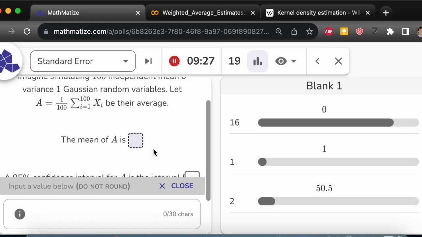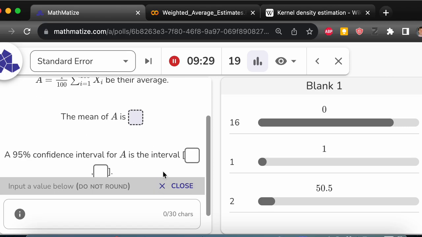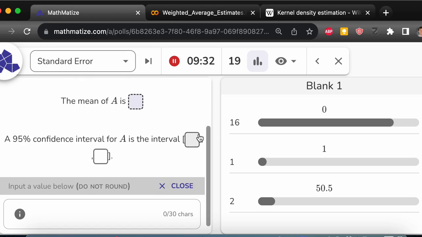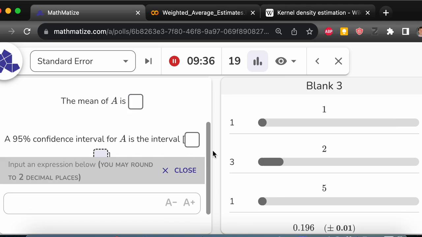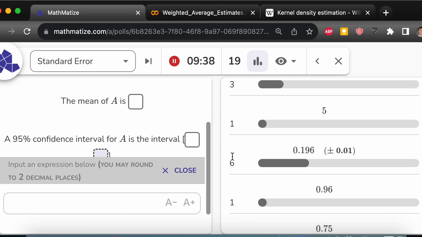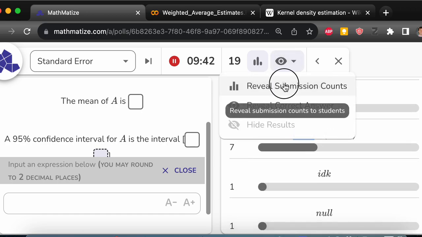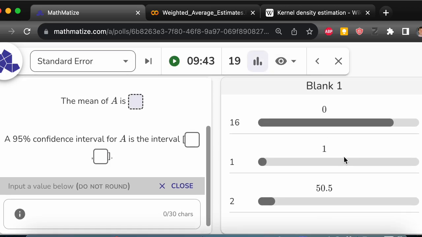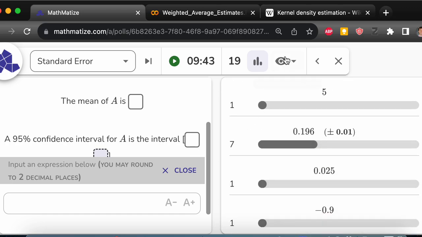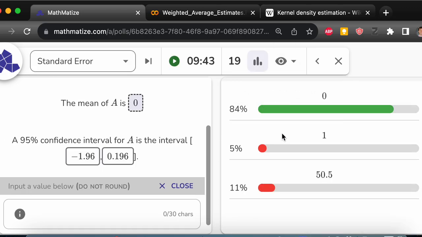The next thing we had to do is calculate the confidence interval. I want to see what people said. So let's do the right end of the confidence interval and see what people said. So some people, this is the right answer, is this 0.196, which if you put into just some number of decimal places, it would still count it as correct. Okay, is it going to show me? Reveal correct answer. Okay.